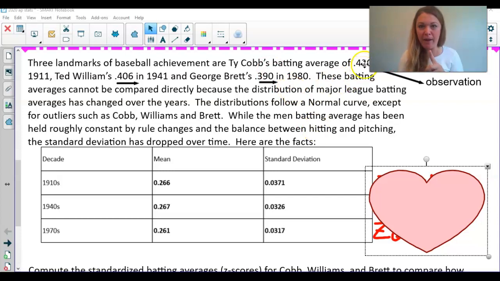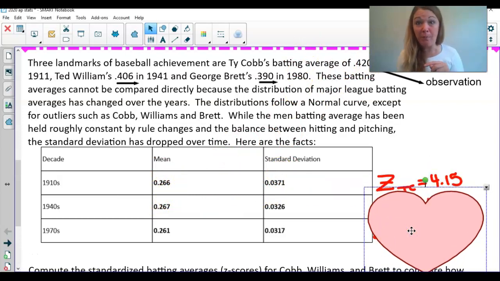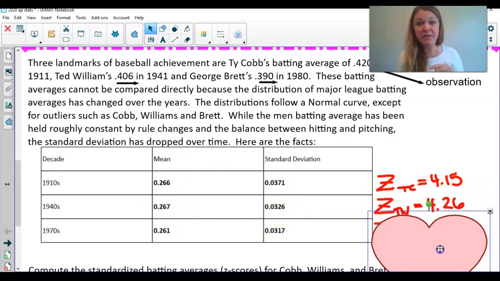So for Ty Cobb, we have 0.420. He's in 1911, so he's in the decade of the 1910s. I take 0.420 minus the mean, so observation minus the mean, divided by the standard deviation, and I should have gotten 4.15. Next, to find Ted Williams' z-score, observation 0.406 minus 0.267, divided by 0.0326. So observation minus the mean divided by the standard deviation. And I should get 4.26.